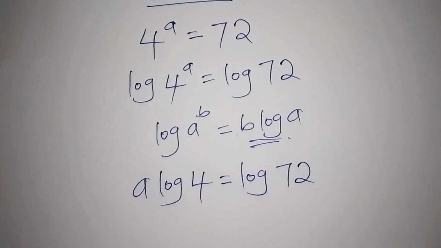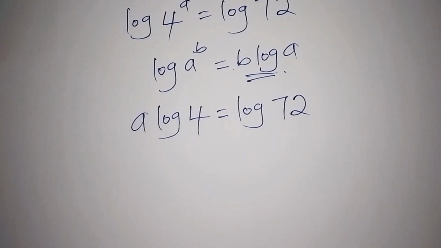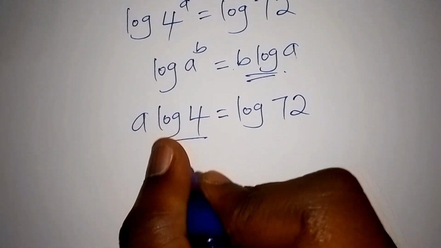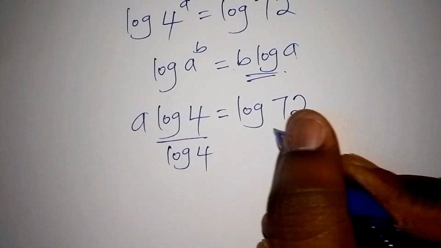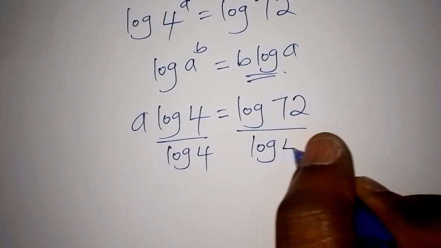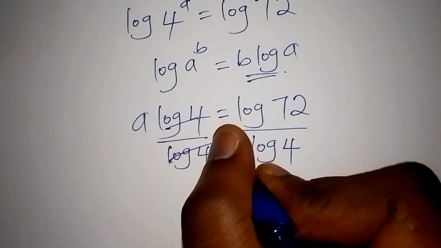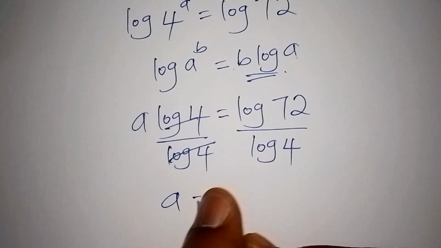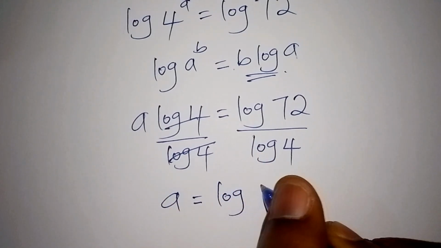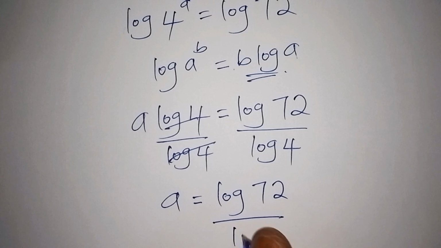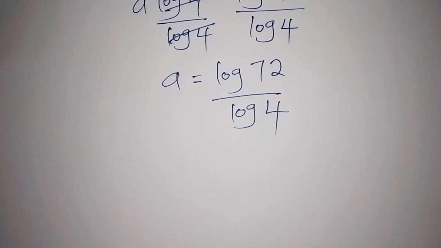So here we shall divide both sides by the log of 4. The log of 4 and the log of 4 shall cancel, so a is equal to the log of 72 all over the log of 4. So that is not the correct answer.